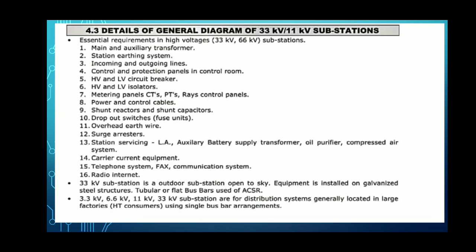Then radio and internet are also required. Then the kilovolt substation is an outdoor substation, open to the sky. So these are the different types of general systems which are required for a 33 by 11 kV substation.